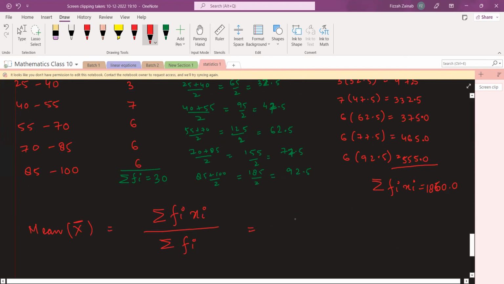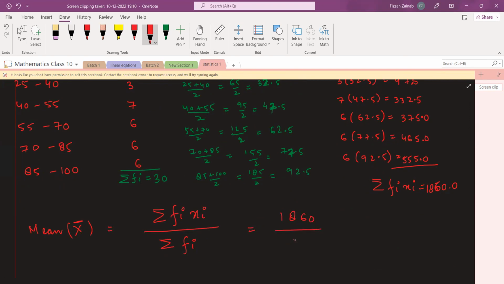So this summation you have found, which is 1860, and this summation is 30. So 0 0 cancel out. 3 into 6 is 18, 62.